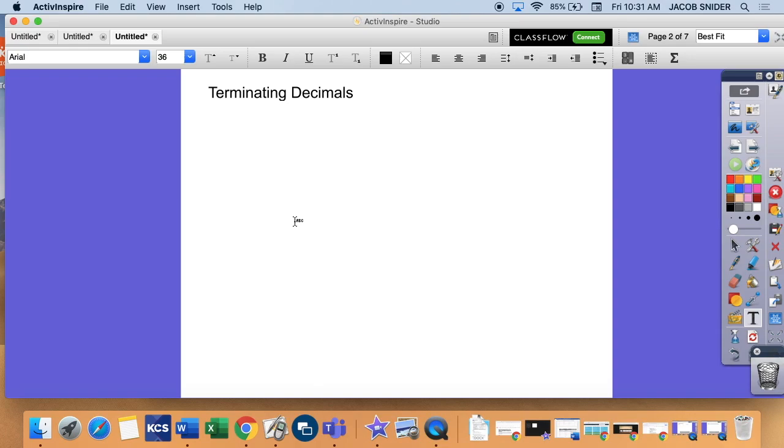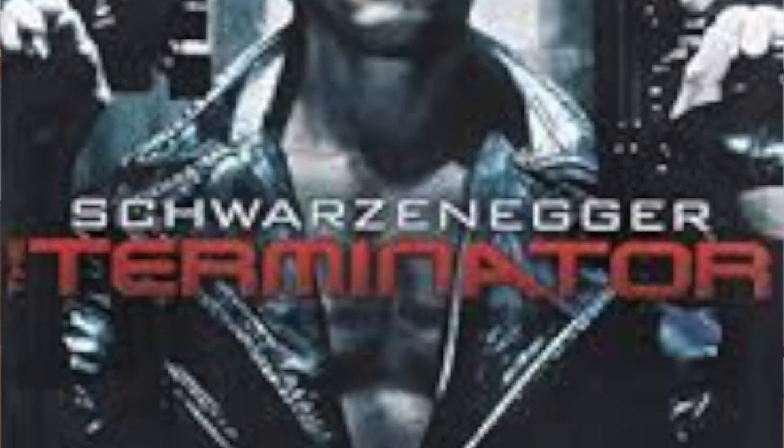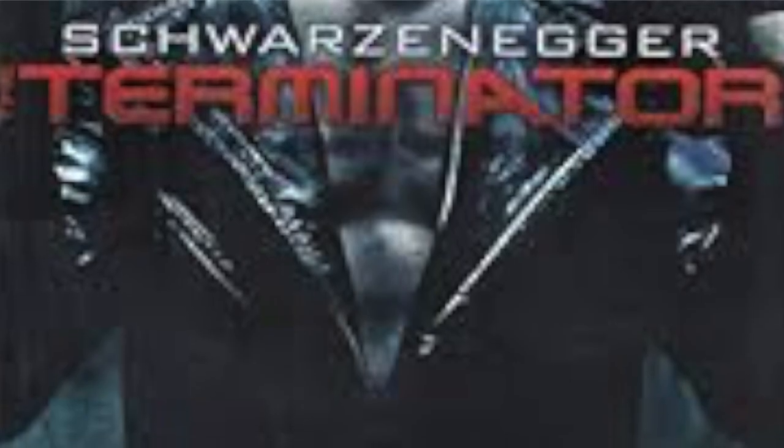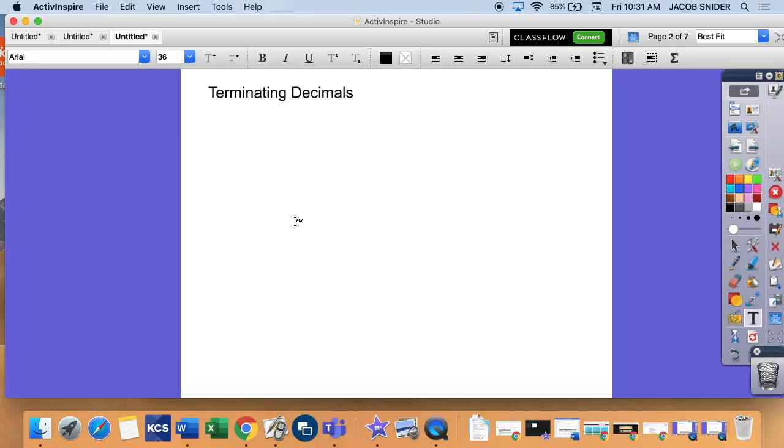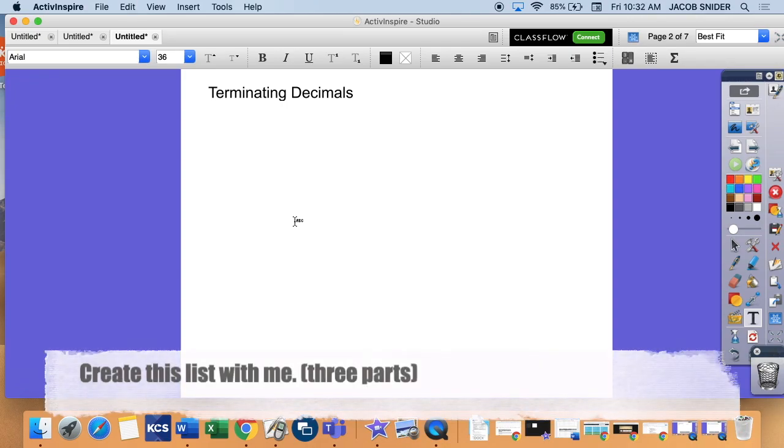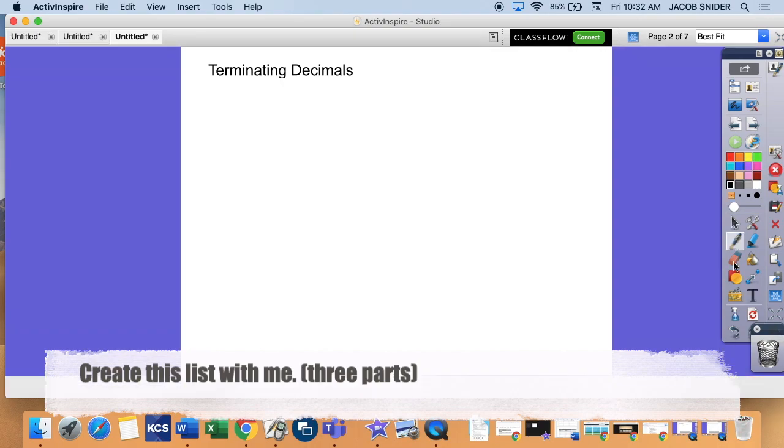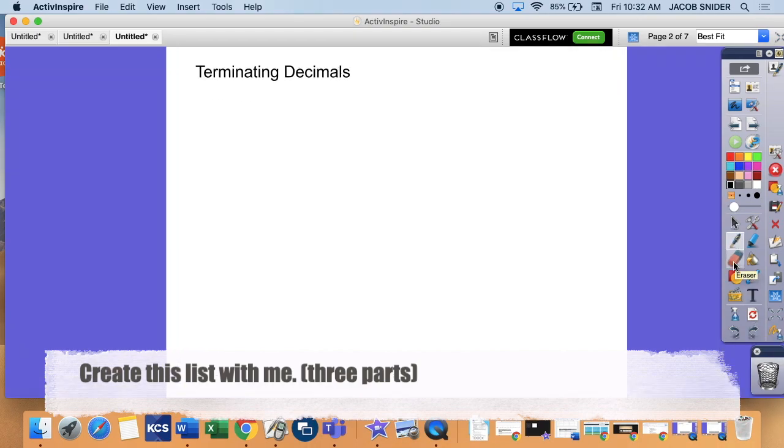Terminating. Terminating. What does that mean? Anybody know? Anybody know terminating decimals? Think about the Terminator movies. I always do this with my class. The Terminator, right? He kills people, right? He ends them. He terminates them. So these are the type of decimals that terminate. These are the type of decimals that end.